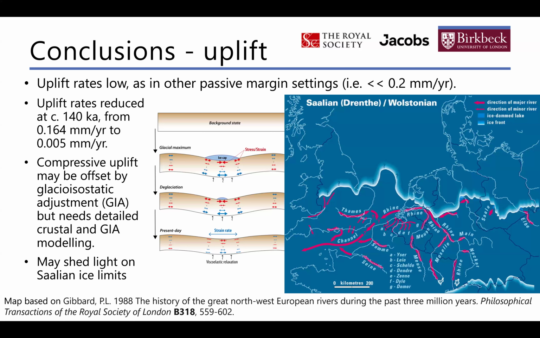So if that is the case, then it might help us with those little question marks on the edge of that ice limit. And that's just a little diagram in the middle of what ice sheets do to the land that cause it to go up and down.